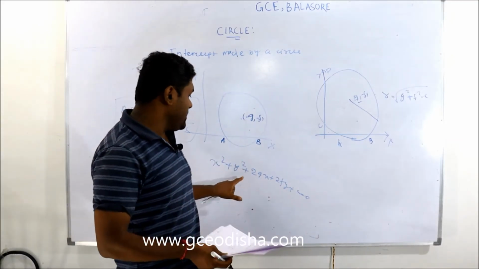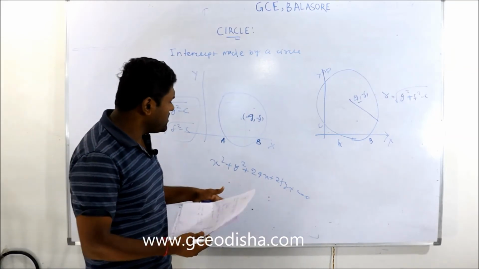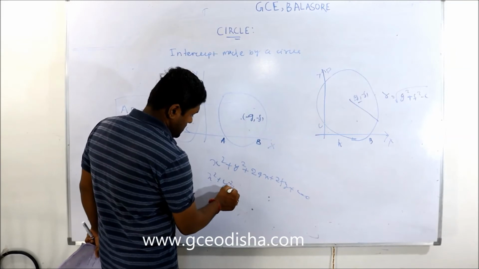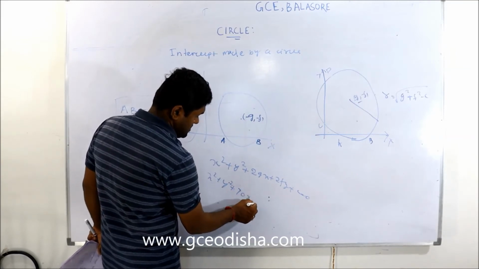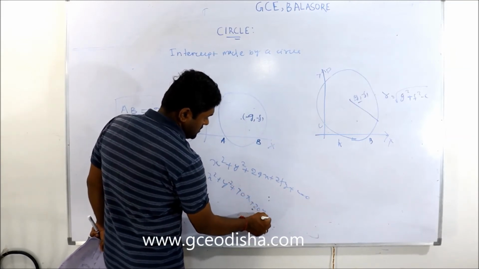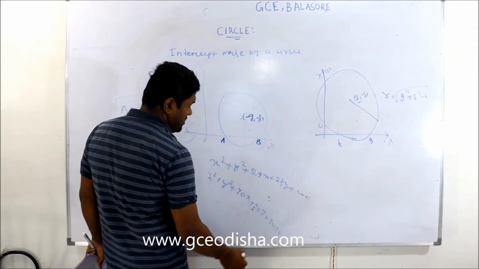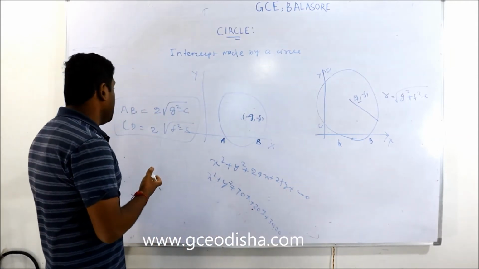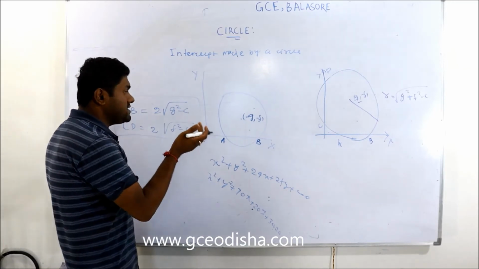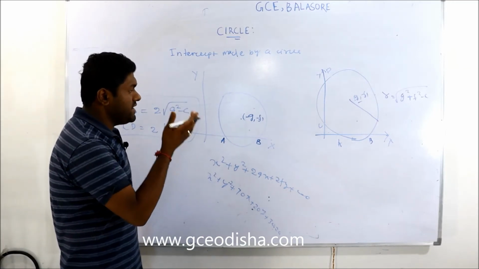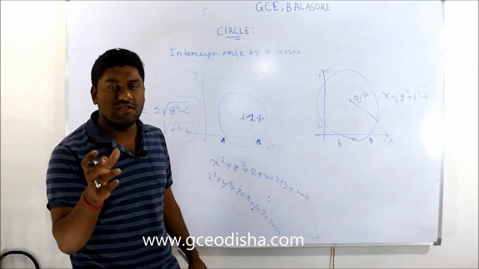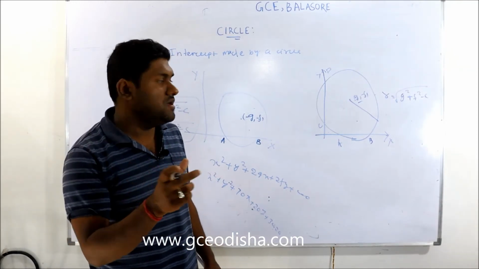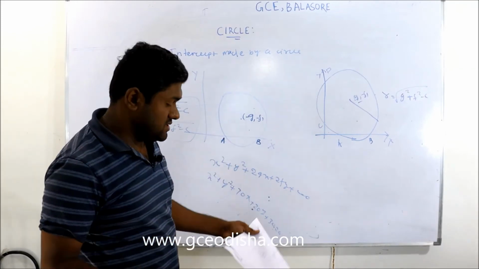Maybe they give the equation of the circle, something like x square plus y square plus 10x plus 20y plus 30 is equal to 0. They ask to find the intercept with the x-axis and the intercept with the y-axis, meaning the magnitude of AB and the magnitude of CD.